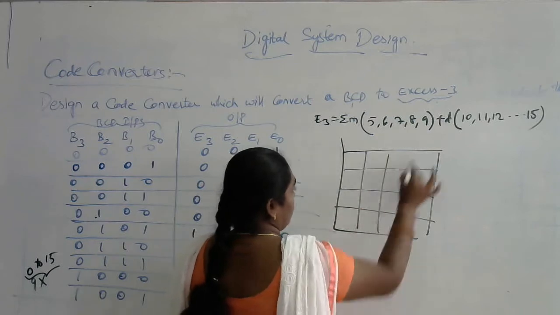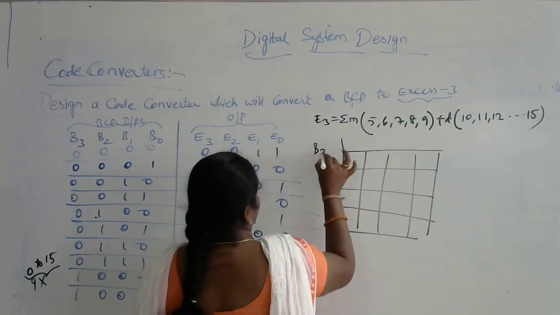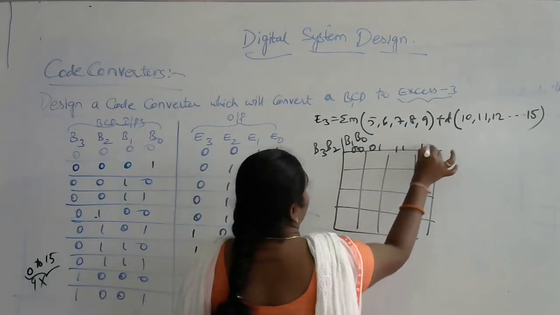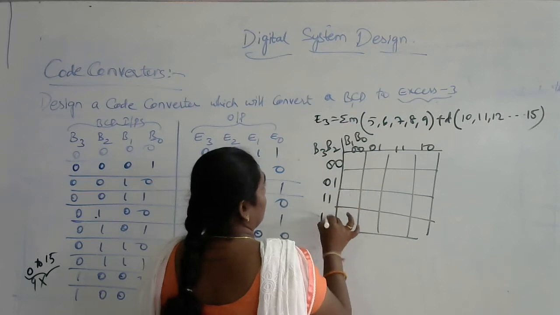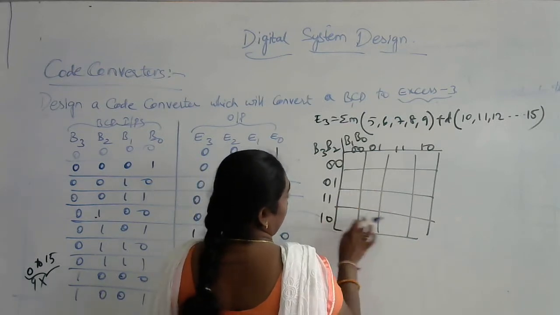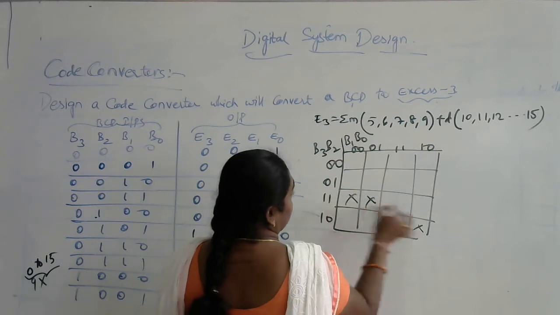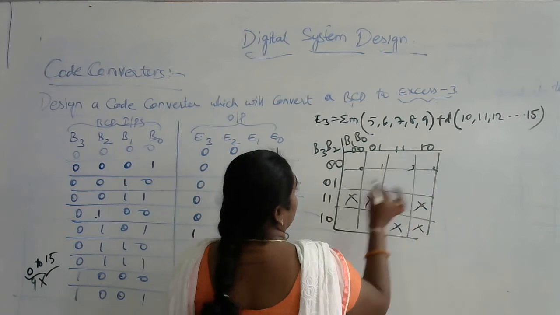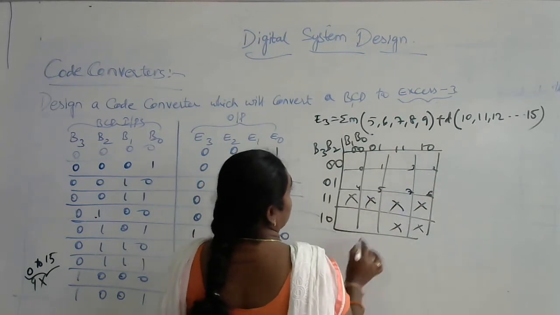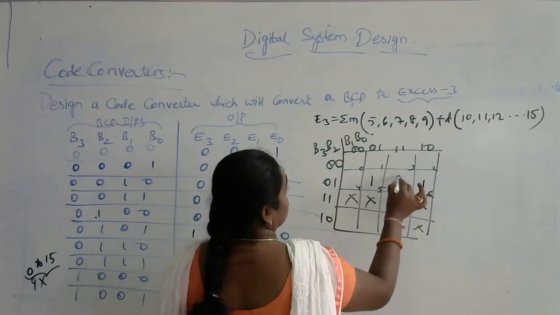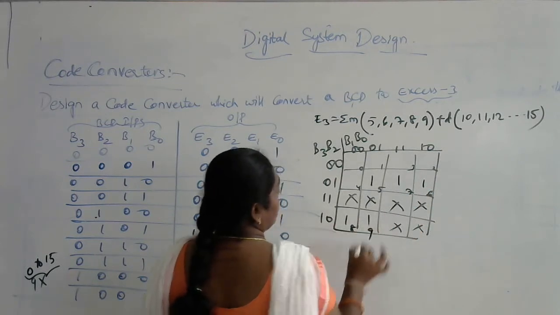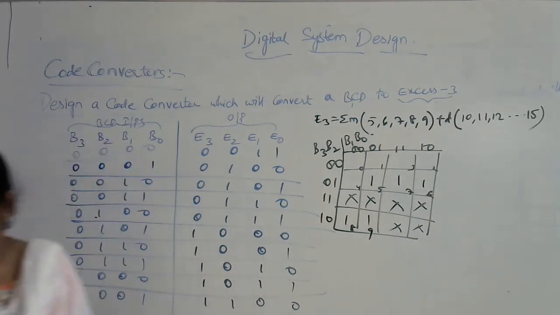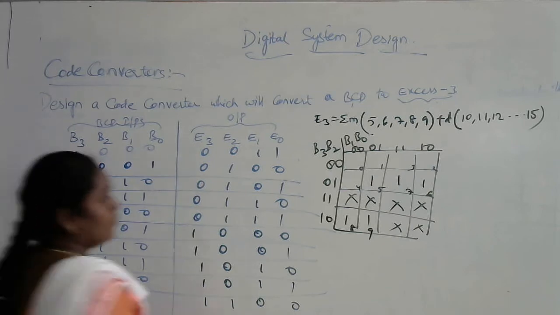That is a 4-variable K-map. The inputs are B3, B2, B1, B0. So 10 to 15 are don't cares. This is 8, 9, 10, 11, 12, 13, 14 and 15. And here this is 0, 1, 2, 3, 4, 5, 6, 7. So here 5, 6, 7. This is 8 and 9. These are the ones.